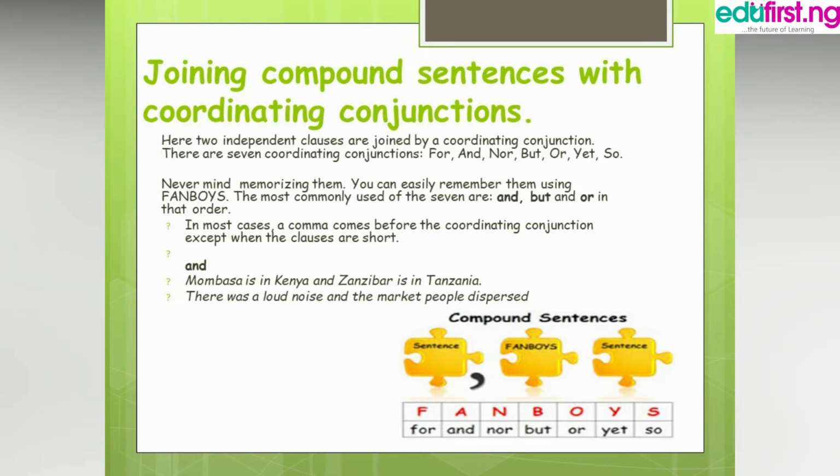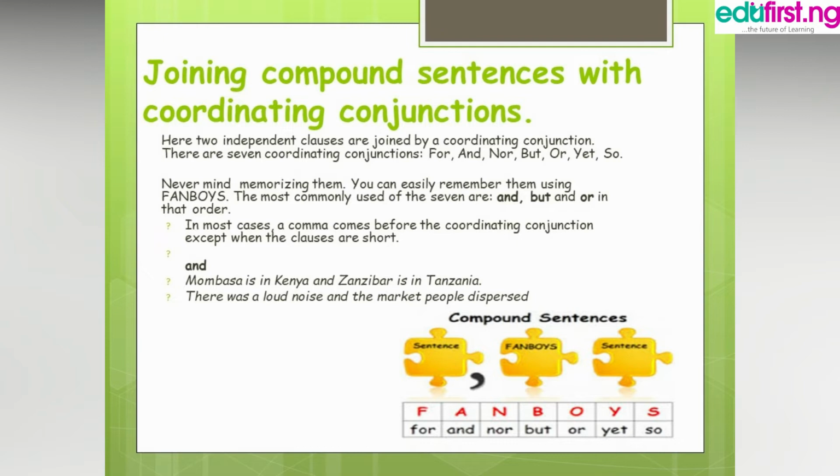Now let's take a look at these conjunctions one after the other as they are used in examples. And. Mombasa is in Kenya and Zanzibar is in Tanzania. There was a loud noise and the market people dispersed.